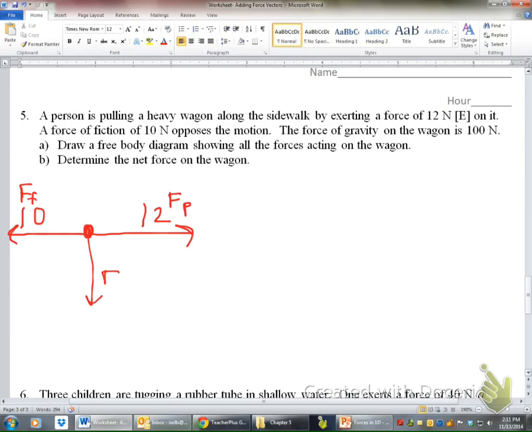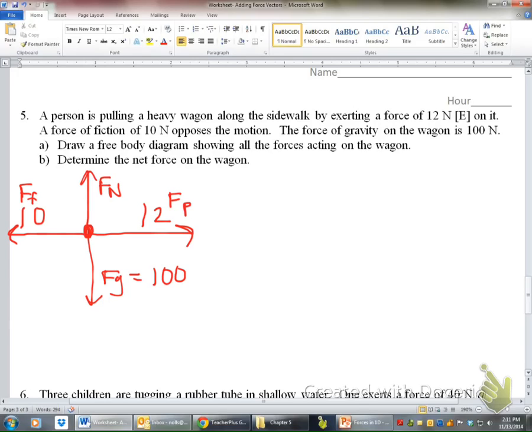Okay, I also have a gravitational force, F sub G. And what else would I have? The normal. Exactly. I'd have the normal because it's on a surface. Okay, we want to find net force. We know F sub G because it tells us it's 100.